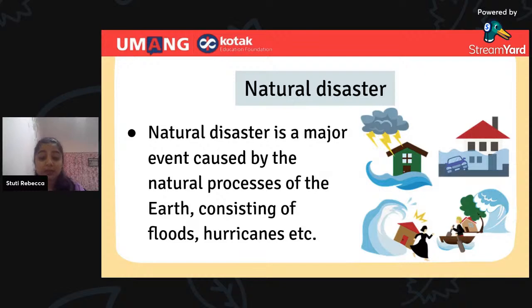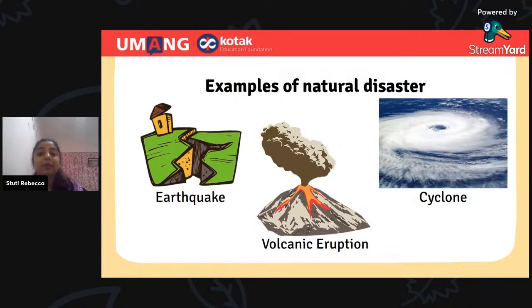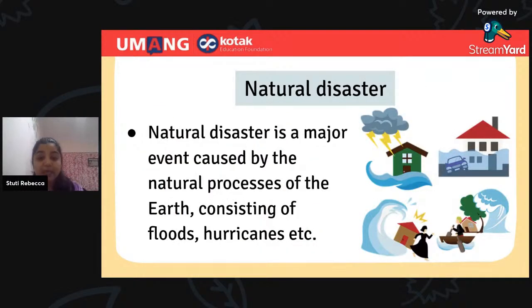Okay. So as the word says, a natural disaster is a major event caused by the natural processes of the earth, consisting of floods, hurricanes, etc. Now, students, a natural disaster causes loss of life or property damage and leaves some economic damage as well.